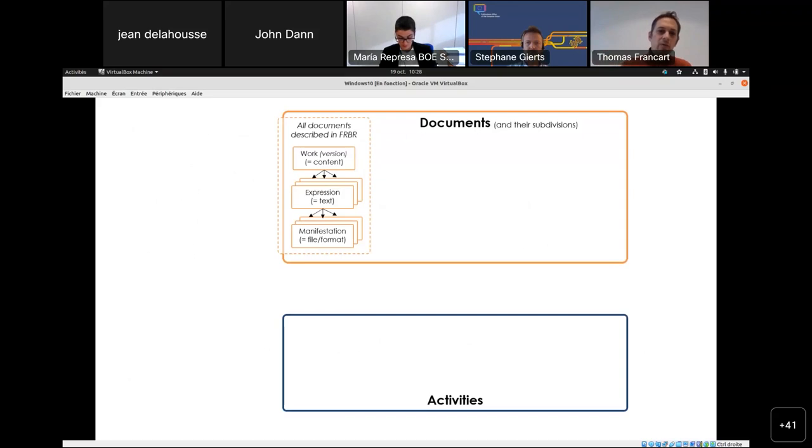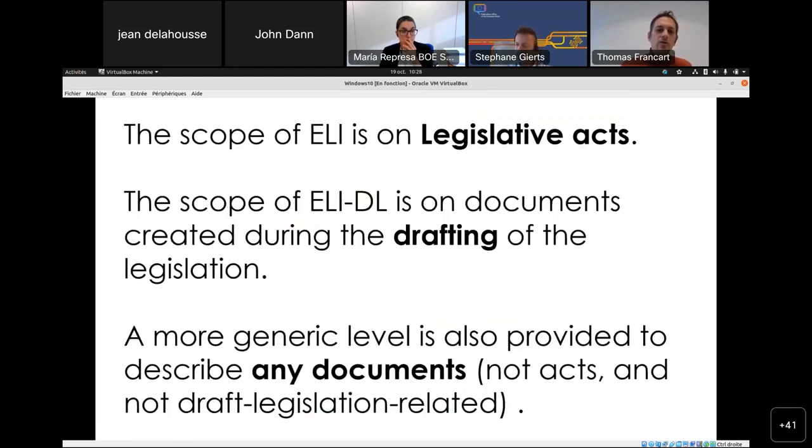So in our map of the landscape, it is shown this way: all documents are described with those layers work, expression, manifestation. The scope of ELI is on legislative acts. The scope of ELI-DL is on documents created during the drafting of the legislation. There's a more generic level that is also provided within this ontology to describe any document, so not act and not draft legislation related. If you have more global needs, there is also this generic level provided in the conceptual framework.